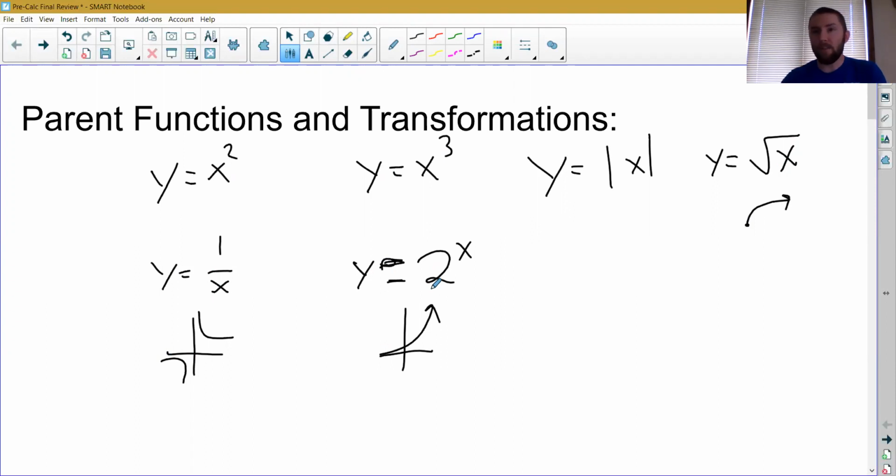And then transformations obviously is what happens when we add 3 at the end of an equation, or what happens if we subtract 2 from just the x in an equation, what happens when we multiply, and so on. So stretches and shifts, flipping it over by putting a negative in front, and so on, okay? So parent functions and transformations was the first thing that we covered way back in chapter 1.